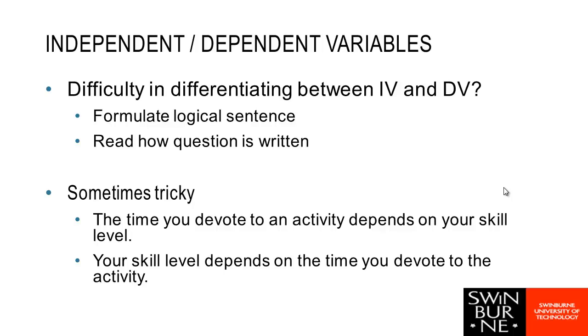So every so often we might have one where it's a little bit trickier, because it's perfectly reasonable for one variable to depend on the other, or vice versa. And in that case, we really need to read the sentence carefully to see what the scenario is saying. Which way around is the scenario saying that that dependent relationship is going to be?